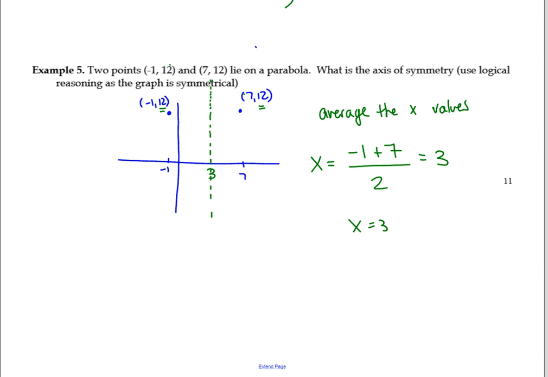Okay, so that's a great test question. I just give you 2 points, say find the axis of symmetry. All you have to do is average them, find the middle. Love that question. We're finally done. I'm sorry it was long.